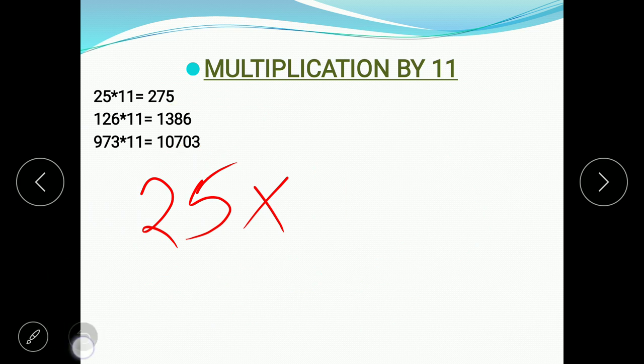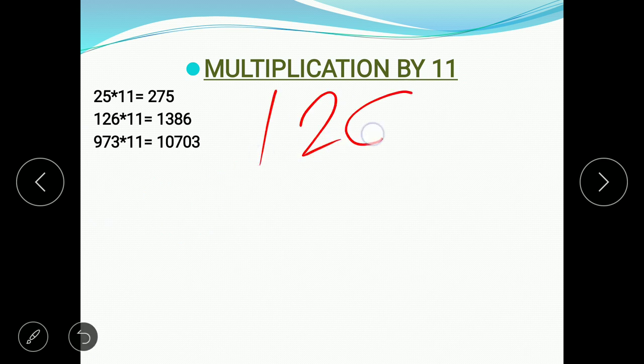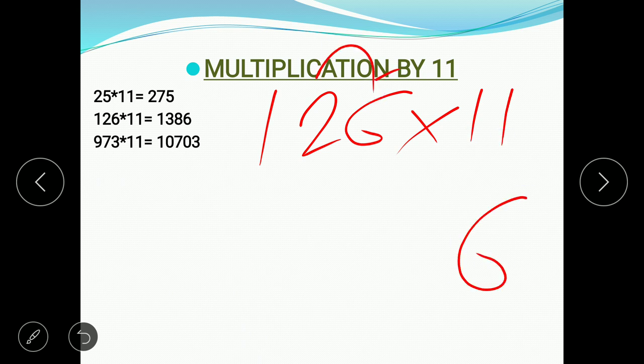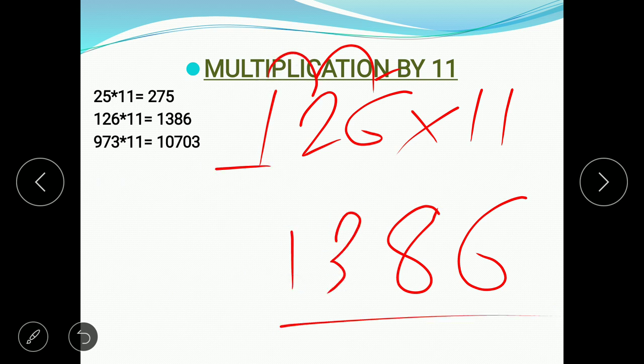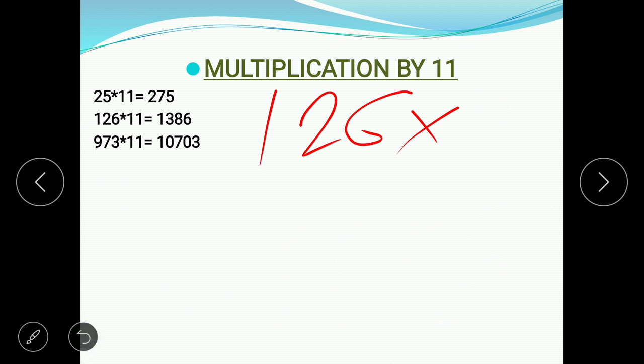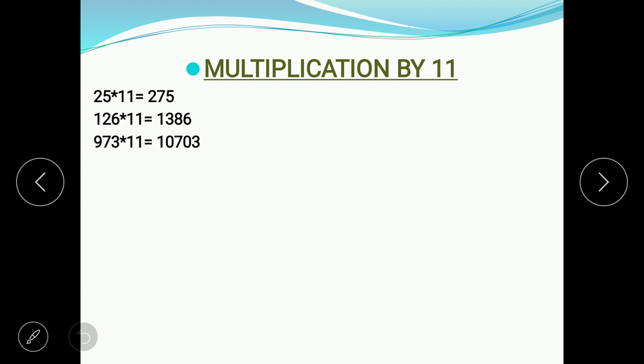Understand the next one. 126 into 11. Write 6 in the unit digit place. Add 6 and 2. It's 8. Add 2 and 1. It's 3. Write 1. It's 1386. Similarly, now these were additions with no carry.